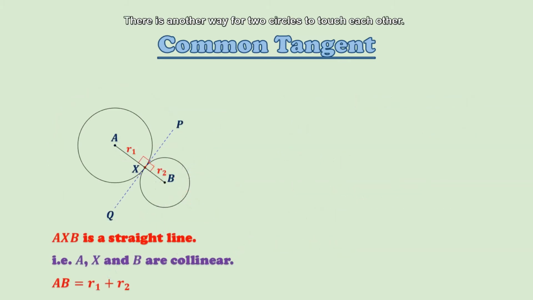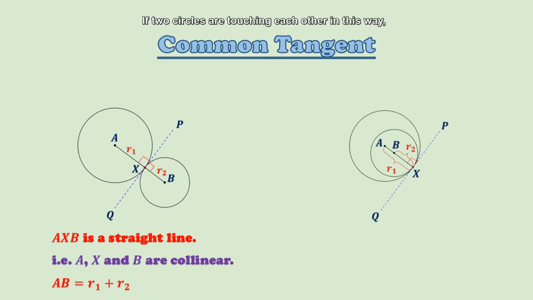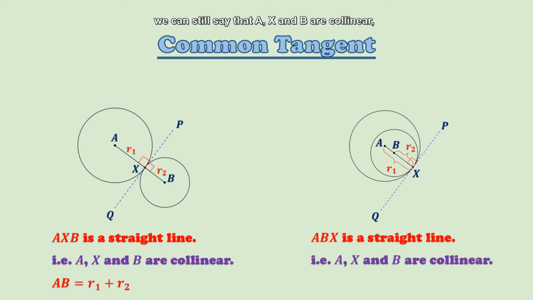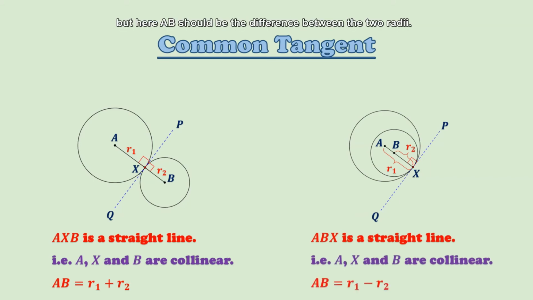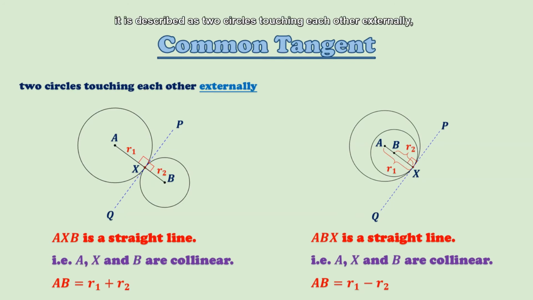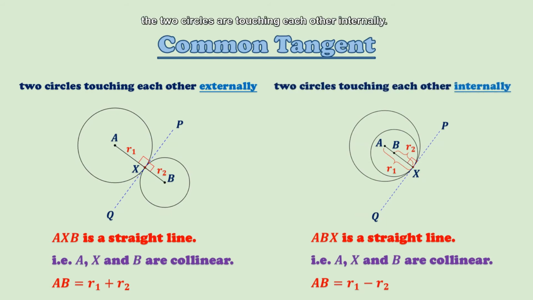There is another way for two circles to touch each other. It is like this. If two circles are touching each other in this way, we can still say that A, X and B are collinear. But here, AB should be the difference between the two radii. To distinguish these two cases, for the first case, it is described as two circles touching each other externally, and then for the second case, the two circles are touching each other internally.